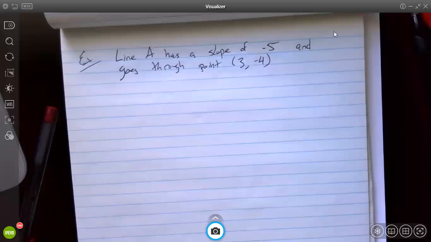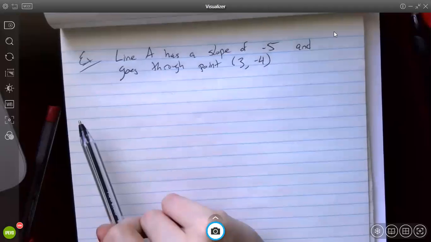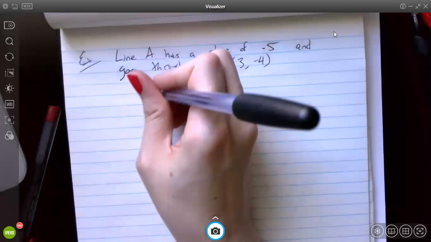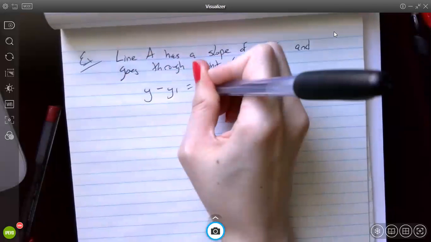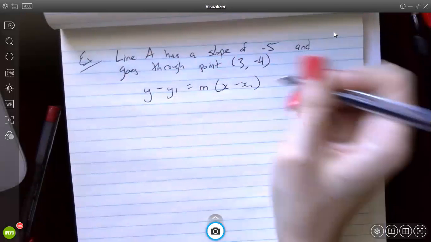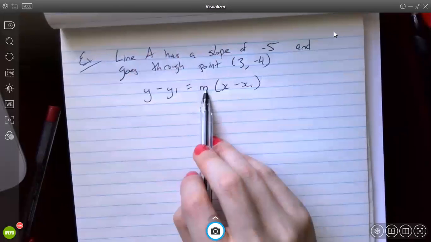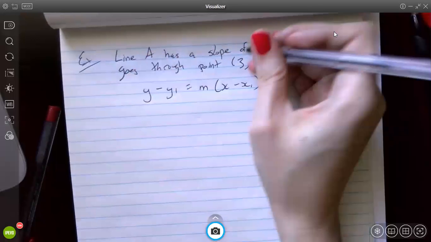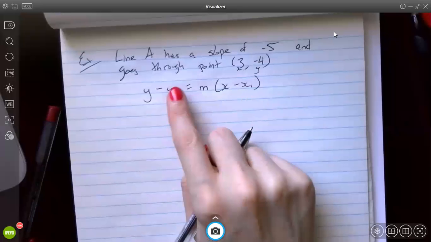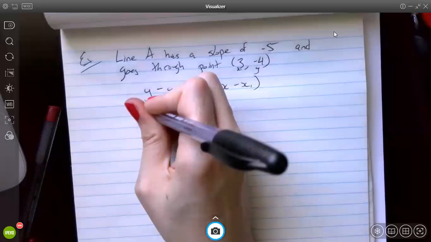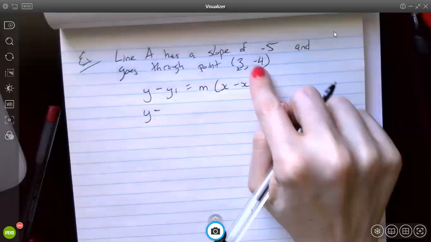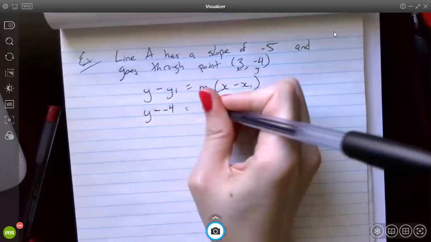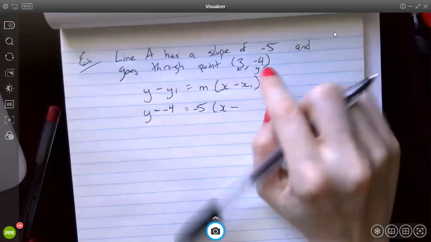Okay, so in this example, I have said that line A has a slope of -5 and goes through the point 3, -4. So I'll start by just writing out my general equation. So y minus y1 equals m times x minus x1. And then again, our slope is going to get plugged in where the m is, and our x and y coordinate will go where the x1 and the y1 are. So what this will look like is y minus our y coordinate, which is -4, equals our slope of -5 times x minus our x value, which is 3.